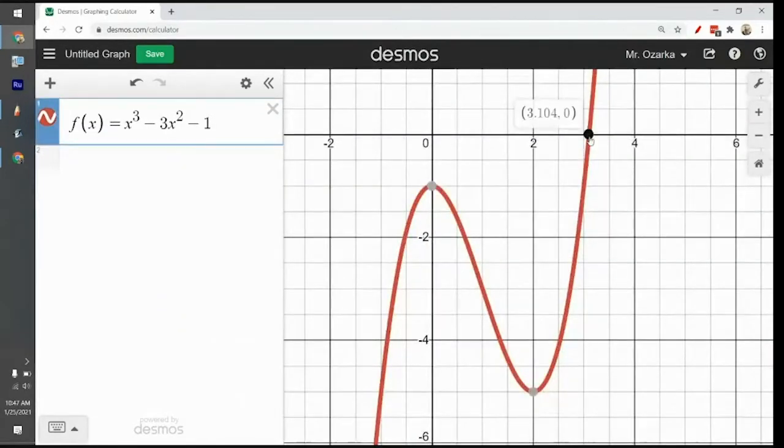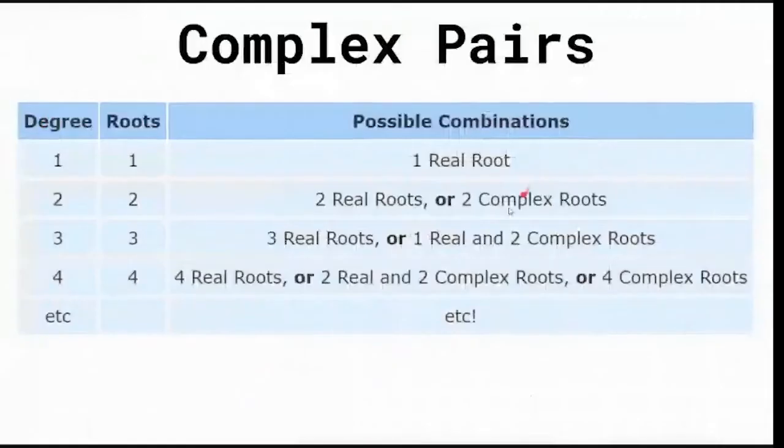So you might be thinking, what are the other 2 roots then? Well, there has to be 3, and there's only 1 that's real. So those other 2 are complex. It says right here, 1 real and 2 complex roots. They always come in pairs. You have to have 2 of them. You can't have 1 or 3 or 5.